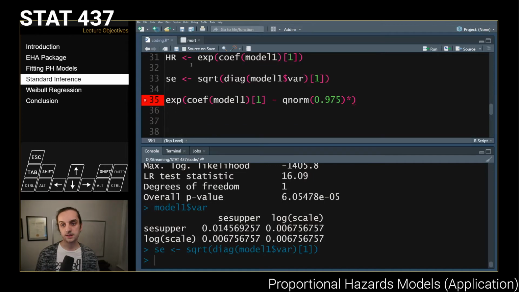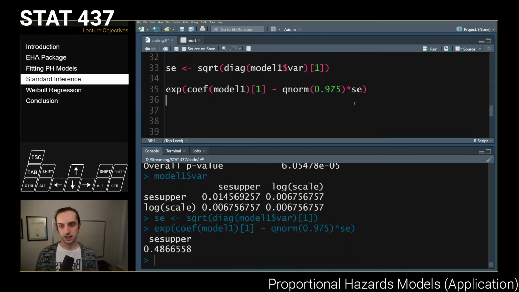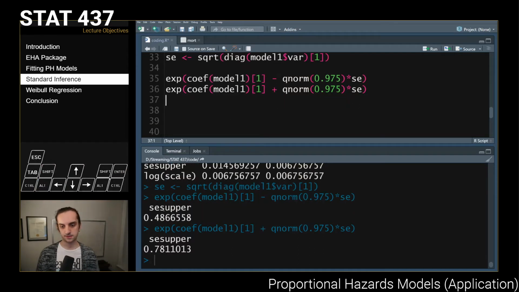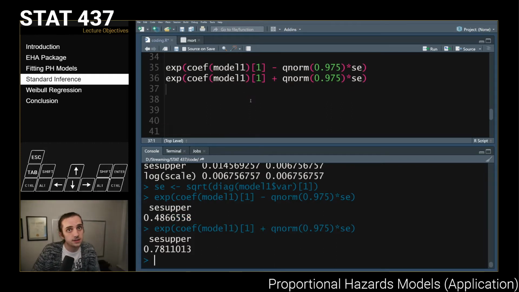And so coming here, that will define our standard error, and we can get our lower bound. Doing the same type of thing here, except adding on to it, we can get our upper bound, right? And you can see the estimated hazard ratio is going to be somewhere between about 0.49 and 0.78 on a 95% interval.